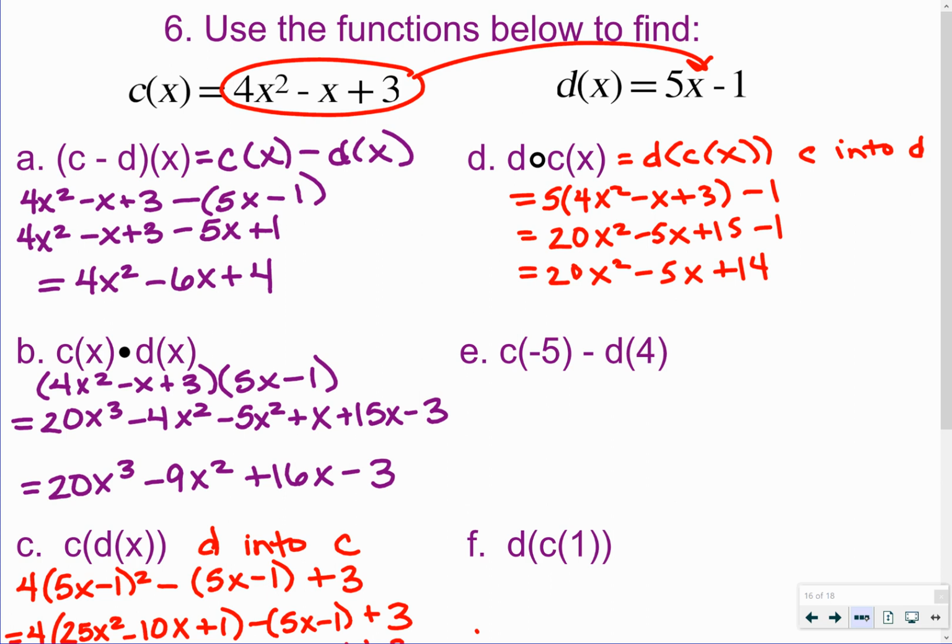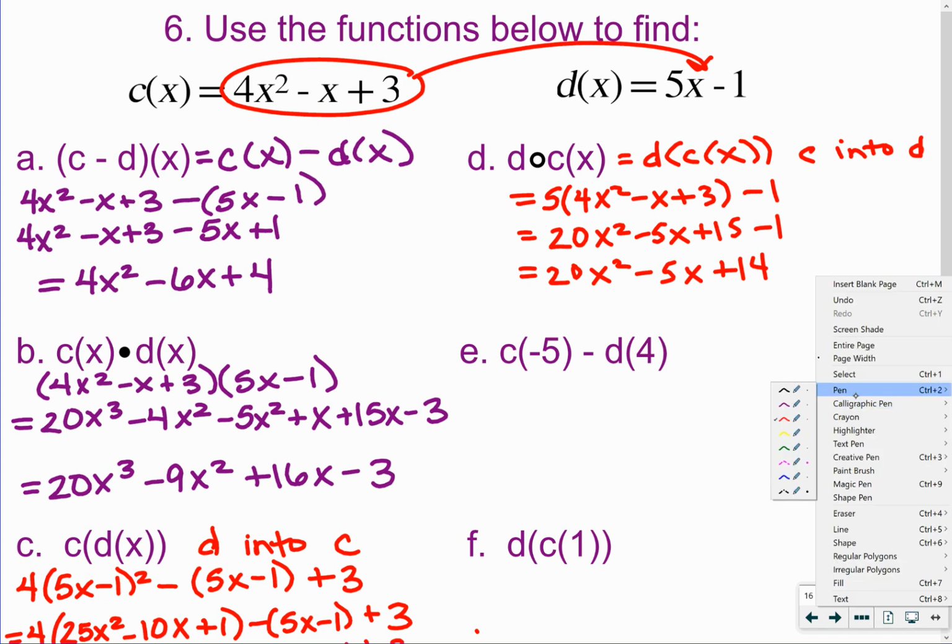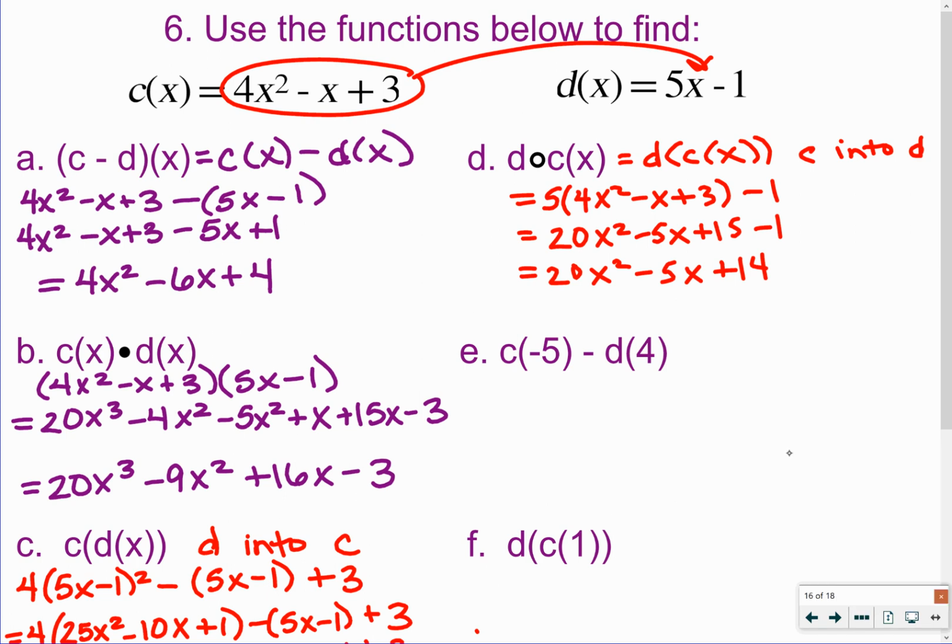All right. Then we're going to get into the ones where there's numbers. These are just ones that you're doing calculations with. So this is telling me plug negative 5 into C, plug 4 into D, and then subtract those two answers. If I plug negative 5 into C, can maybe do that in our head? Maybe. Negative 5 squared is 25 times 4 is 100. Maybe I'll write that out. It's 100 minus negative 5, so plus 5 plus 3.